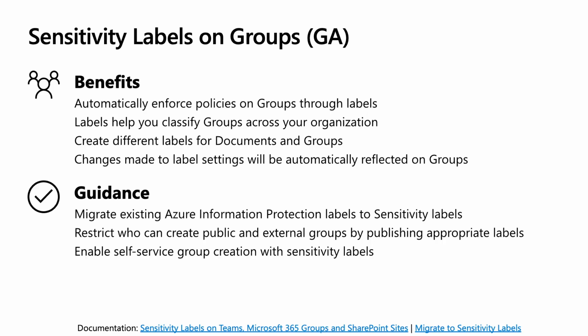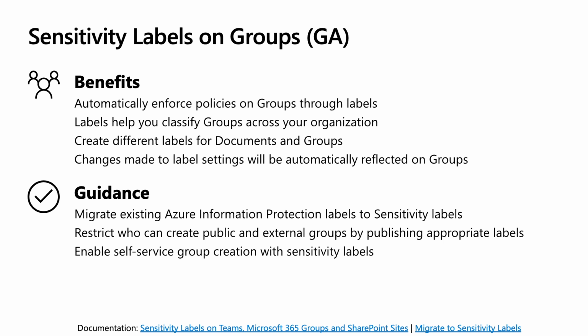You might already have been using classic Azure Information Protection labels, also known as AIP labels, to classify groups with high value information. We recommend you migrate your AIP labels to sensitivity labels on groups. You can find more information on that in the link below.